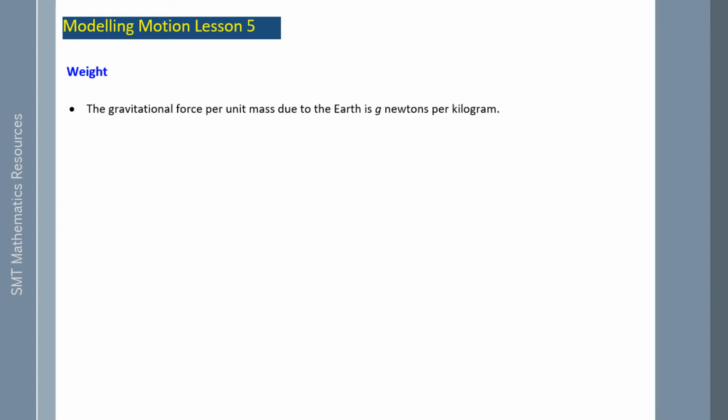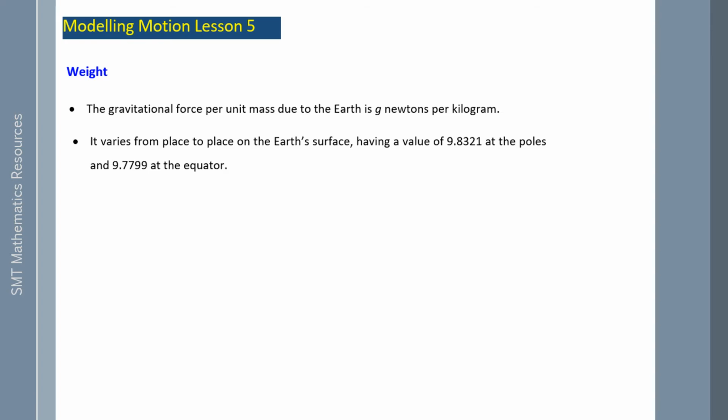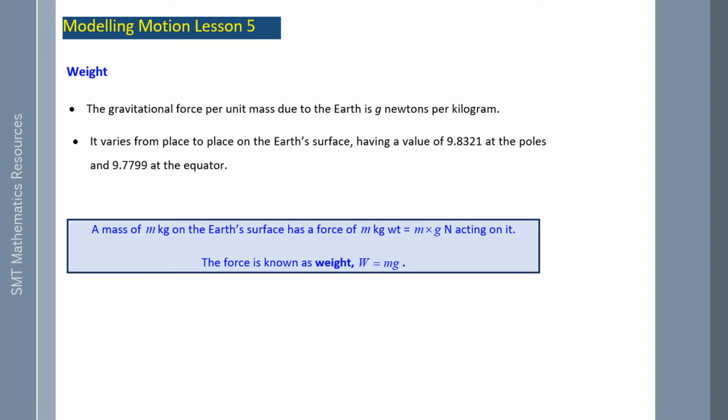Weight. The gravitational force per unit mass due to the Earth is g newtons per kilogram. It varies from place to place depending on where you are exactly on the Earth, though not by much. A mass of m kg on the Earth's surface has a force of mg newtons acting on it. The force is known as weight, where mass times gravity is weight.